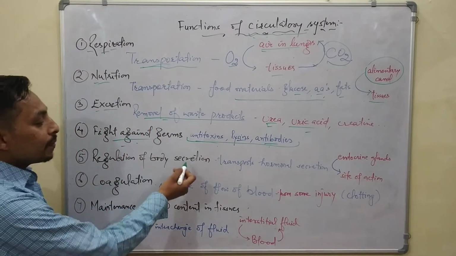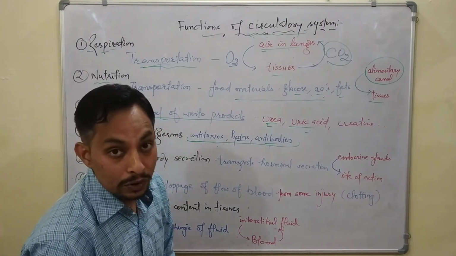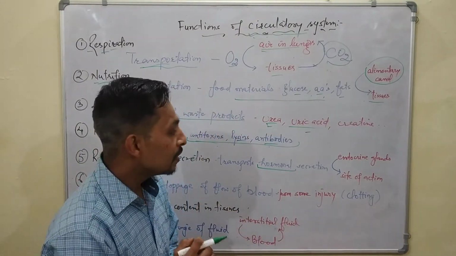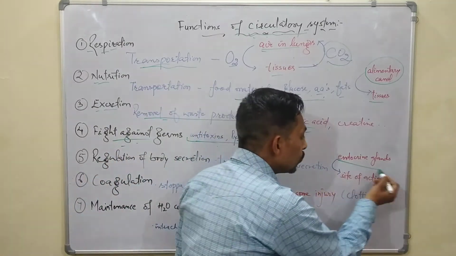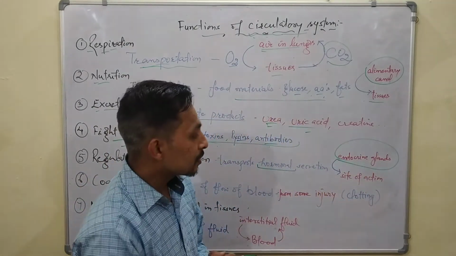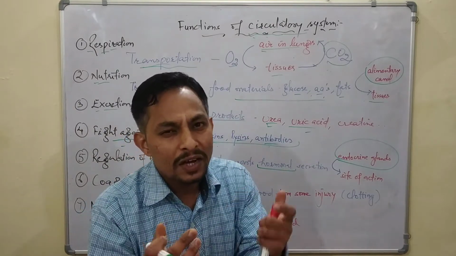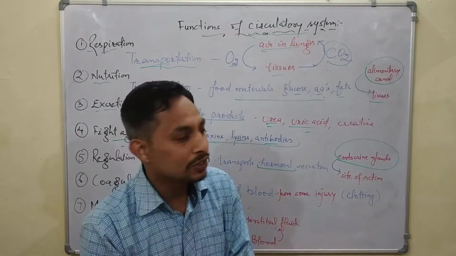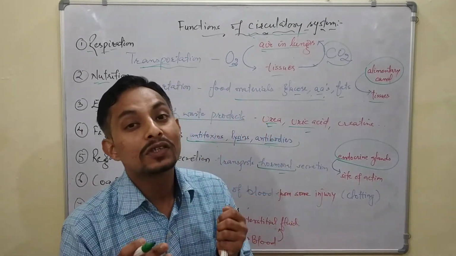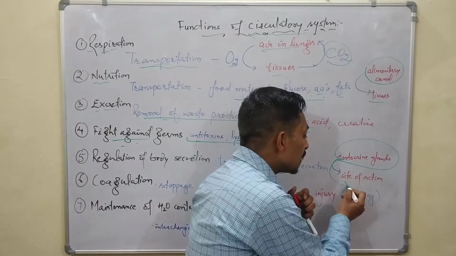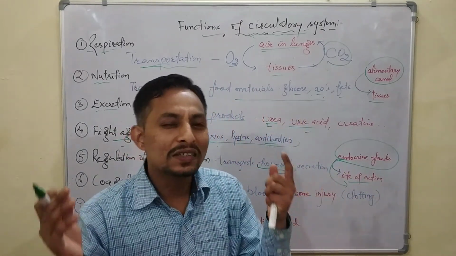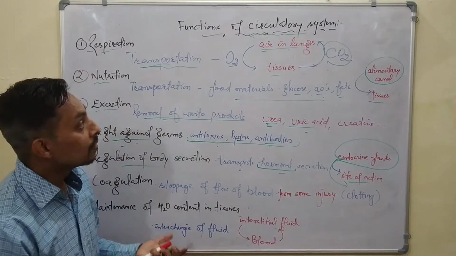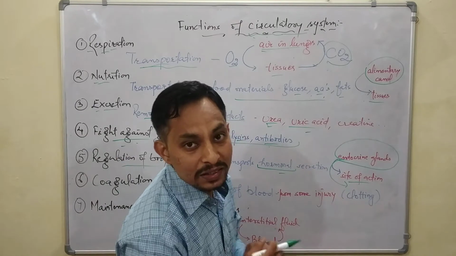Now, regulation of the body secretions. There are various hormones in the body that are secreted by the endocrine glands, and after their secretion, they have to rush towards the site of action. So what will help in the transportation of these hormonal secretions from the endocrine gland to the site of action? Exactly, this is the blood itself. So again, this regulation of body secretions is a function of the circulatory system.